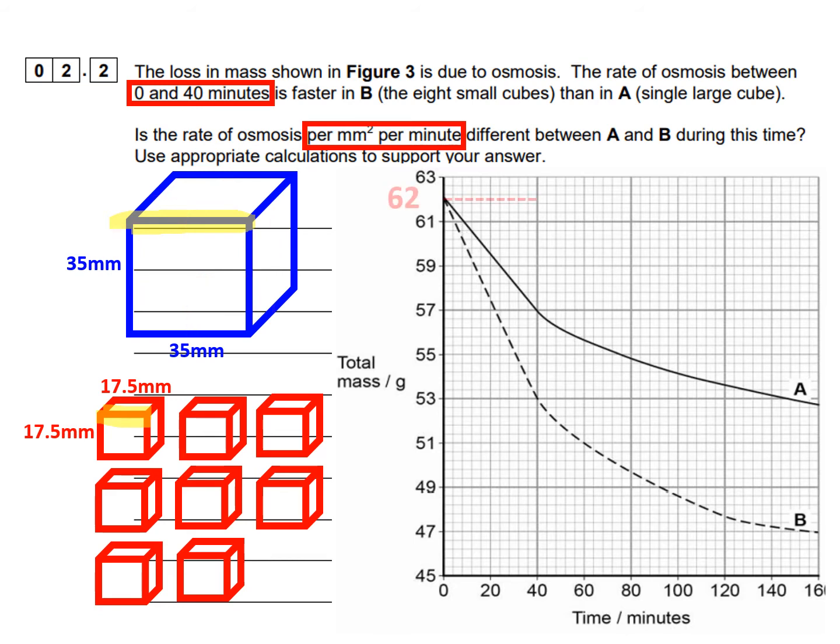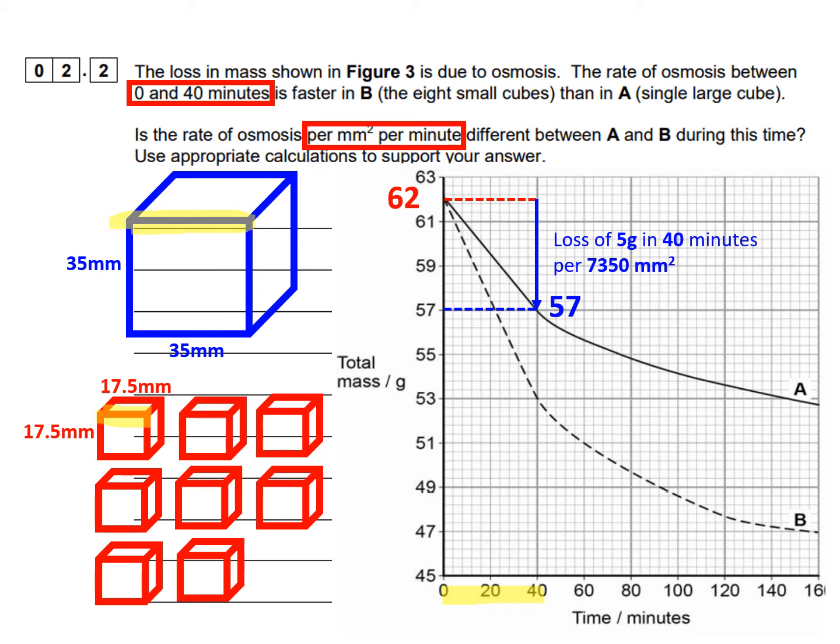So if we have a look at the data then, we know that the starting mass or total mass is 62 grams for experiment A and B. And the question asks us to work out the loss of mass after 40 minutes. So we're going to go from 62 all the way down to 57. And that's for the black curve for A at 40 minutes. So it's between 0 and 40 minutes here, the bottom look.